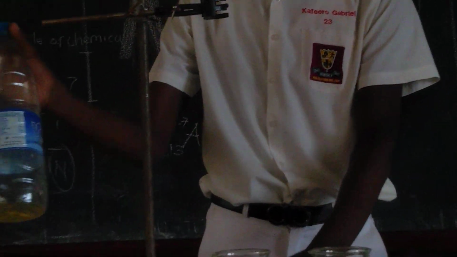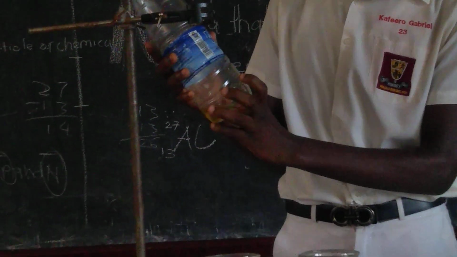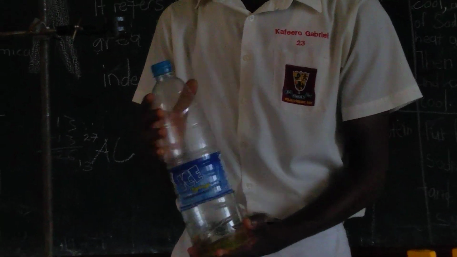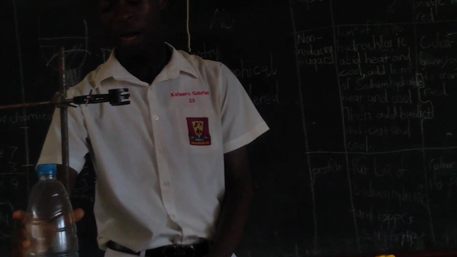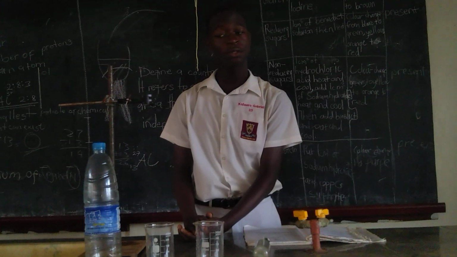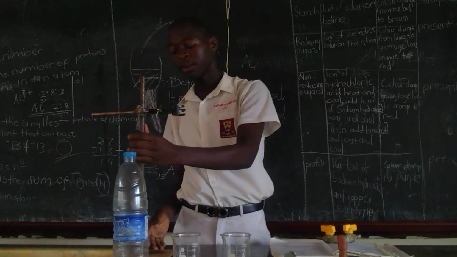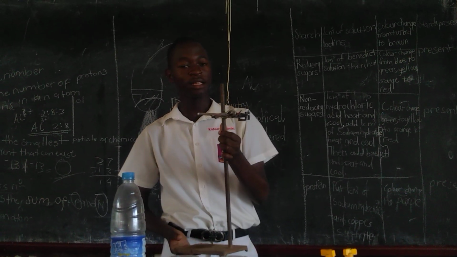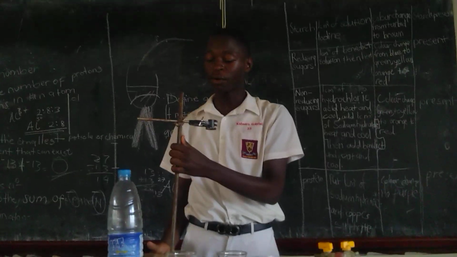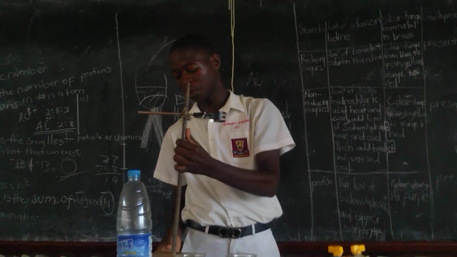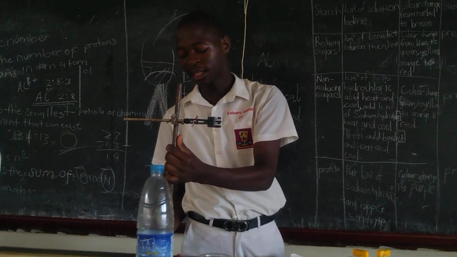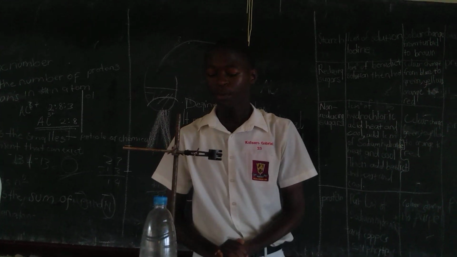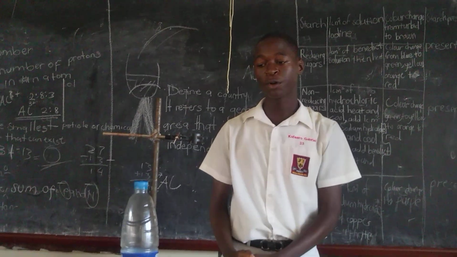Then the fourth one is a bottle of cooking oil. As you see, it's just a little cooking oil in a big bottle. Our fifth apparatus is a retort stand. I think most or all of you know what a retort stand is. It is the apparatus used in the laboratory for holding equipment, so it will be helping us in this practical that I'm going to do for you today. It will play a big role.